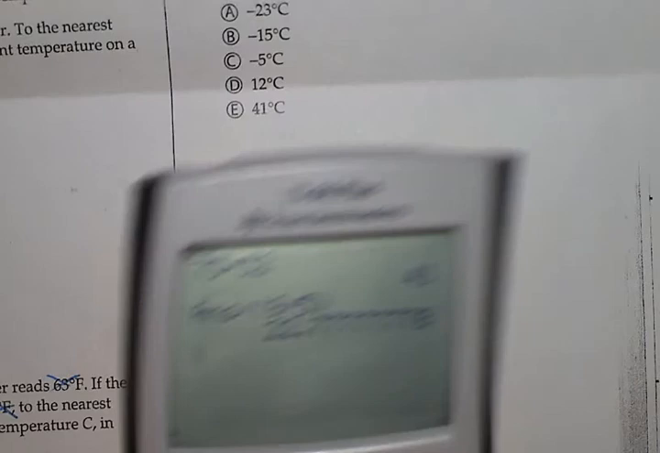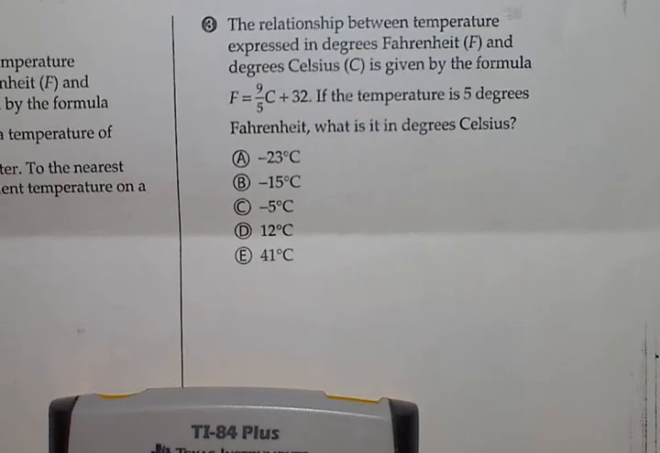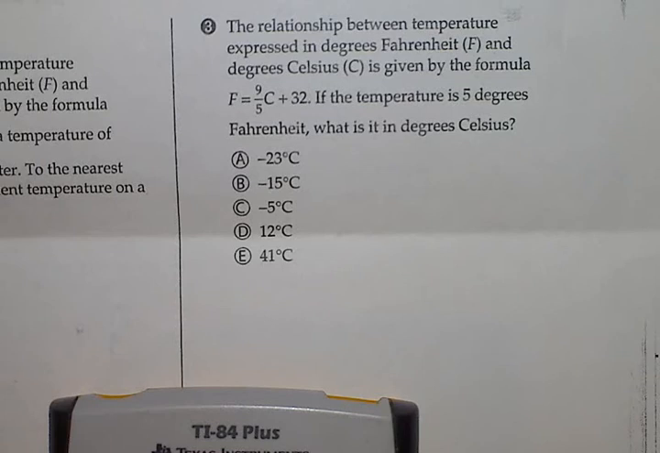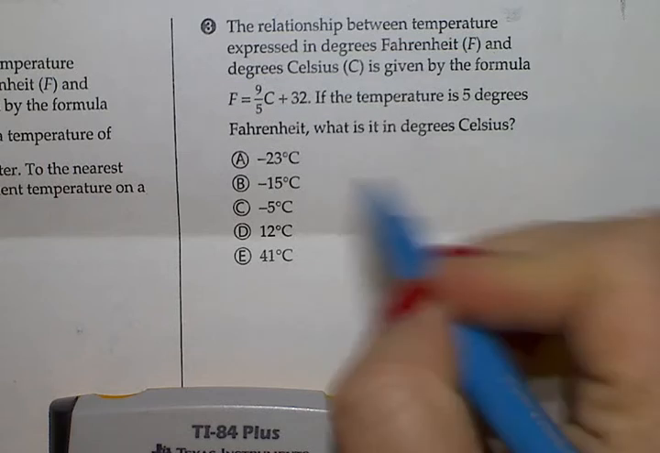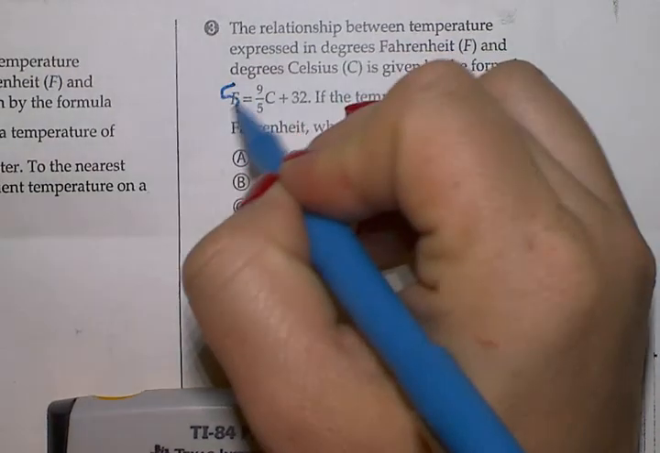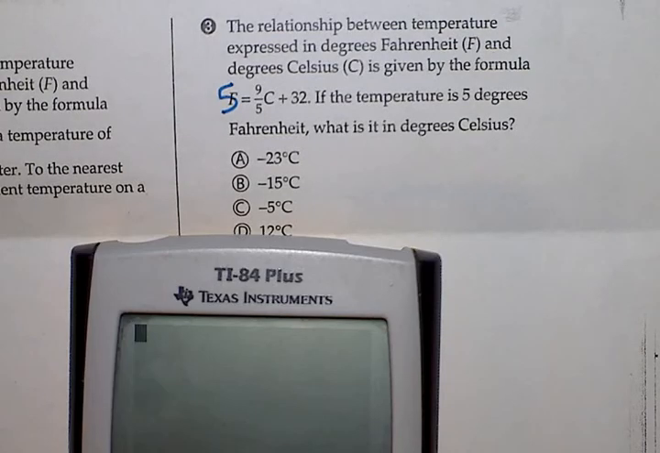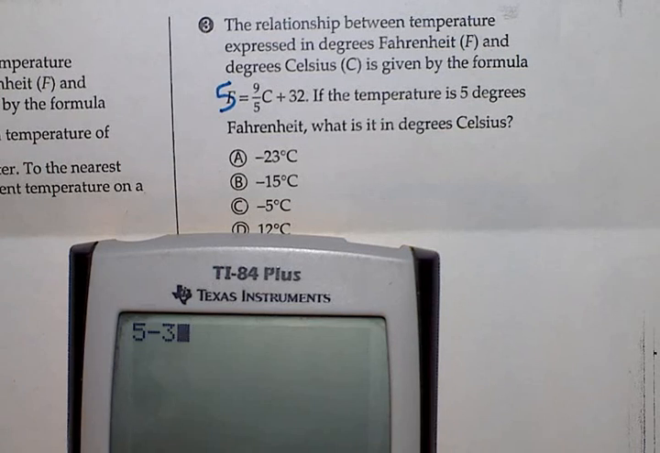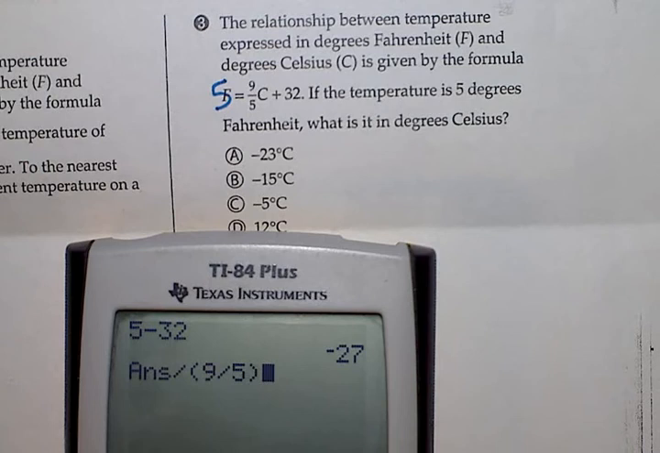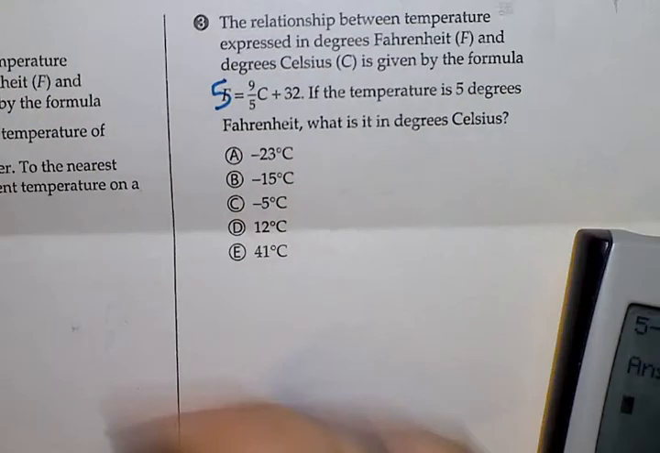Last one, let's see if I can time you and see if you can do this in 15 seconds. Number 3, go. So we're given 5 degrees Fahrenheit. I just put a 5 over the top. Now I want to solve for Celsius. So I'm going to take 5, subtract 32, and press enter. And I'm going to divide by 9 divided by 5. I get a negative 15. Correct answer is B.